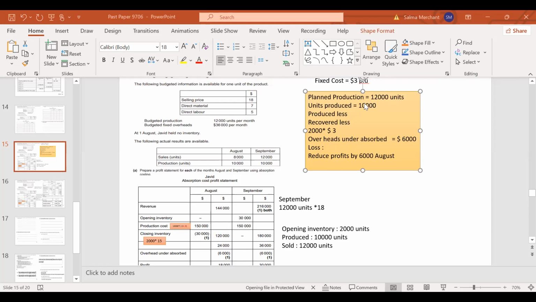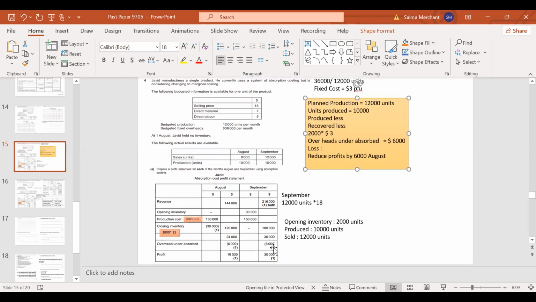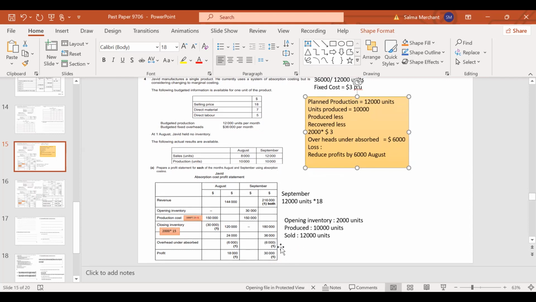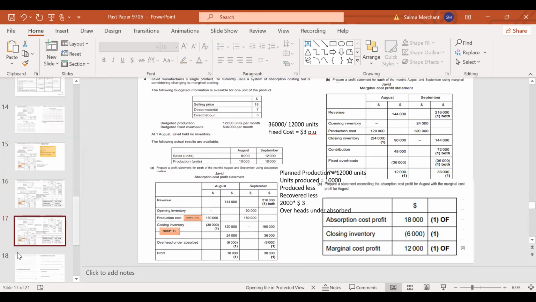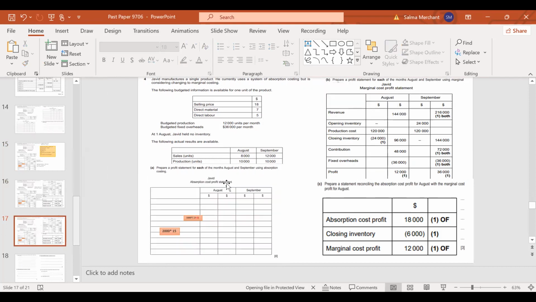10,000 units. So you produced less or more? We produced less. That means you recovered less. How many units less did you produce? 2,000 units less. That means overheads under absorbed how much? 6,000. You'll multiply by 3. So you minus 6,000 from 36,000. So you get profit how much? 30,000. So this becomes your profit as per absorption costing. Are you with me?